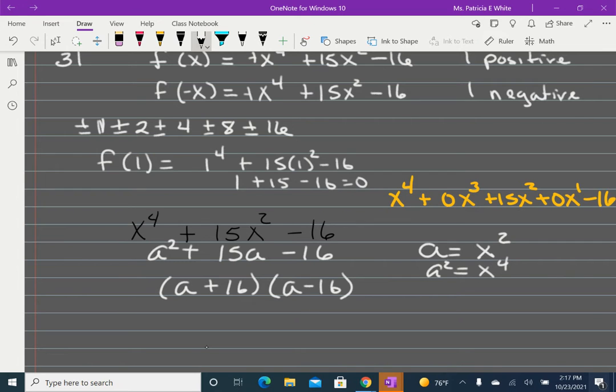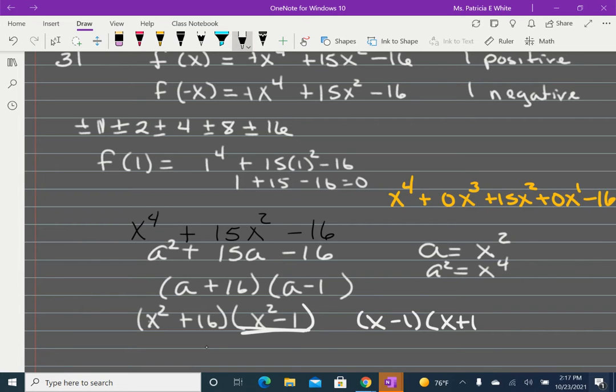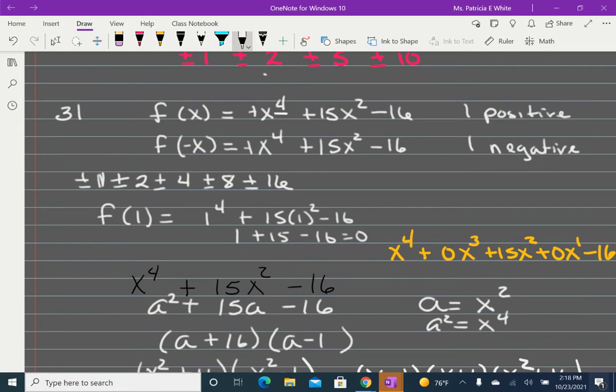Okay, now I'm going to come back to what I did here. x squared plus 16, because a is x squared, and x squared minus, not 16, 1. Difference of squares, x minus 1, x plus 1, and x squared plus 16 came up. Now, again, that only worked because I have a fourth and a second power here, and it's twice.